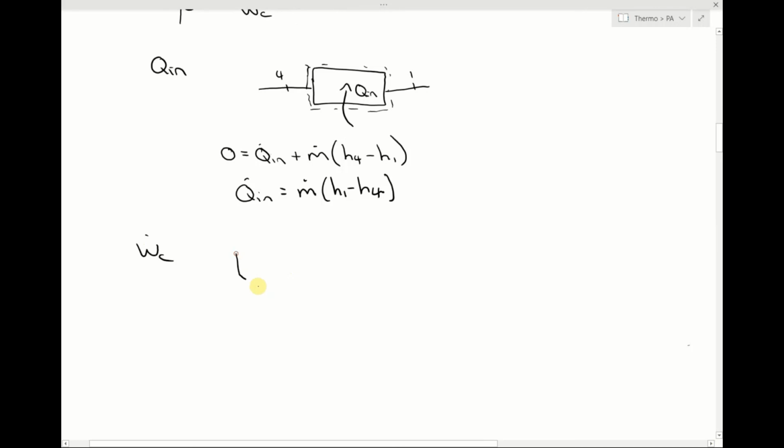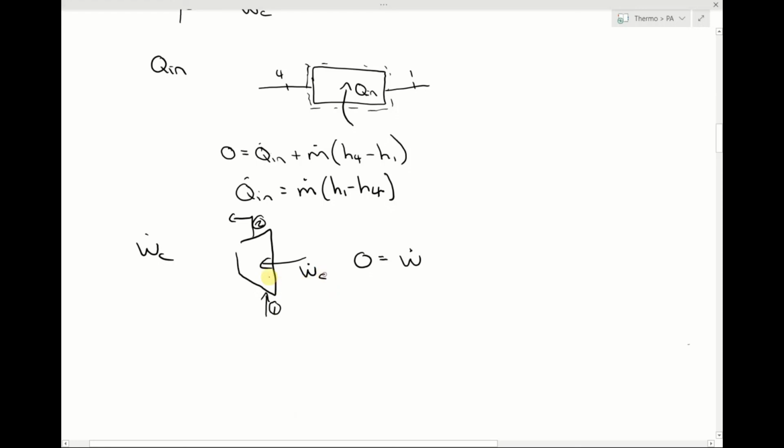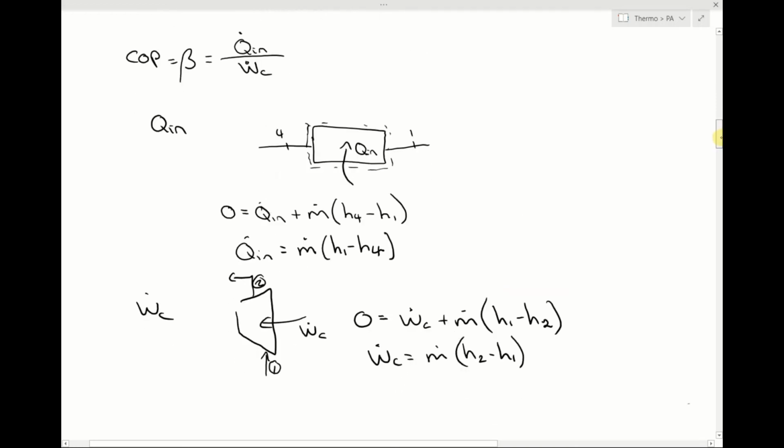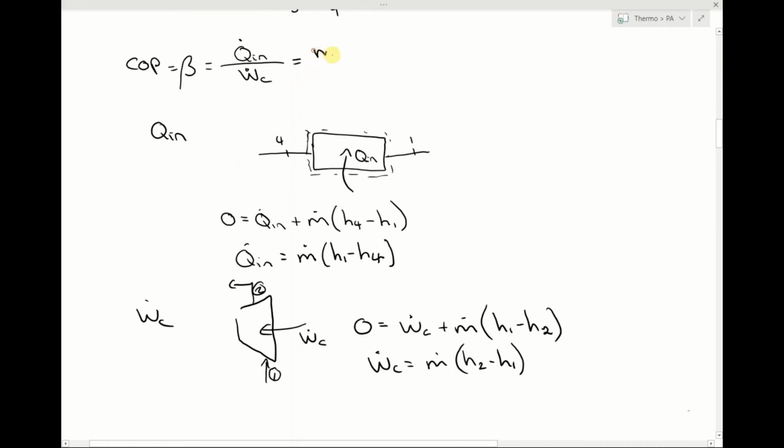Our compressor power: draw a small schematic, so this one has state 1 going into it and state 2 exiting. And this one we're also putting power in. So again, a slightly lazy version of first law. This time we're adding work into it, so we're going to add the compressor power. So m dot, and this one's h1 minus h2, which simplifies down to m dot (h2 minus h1).